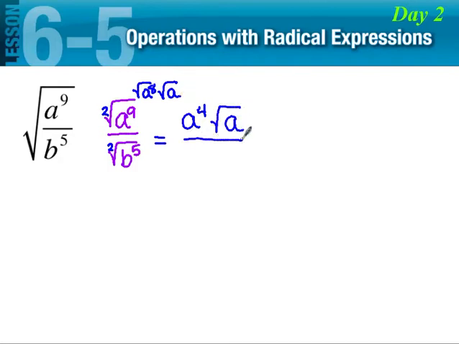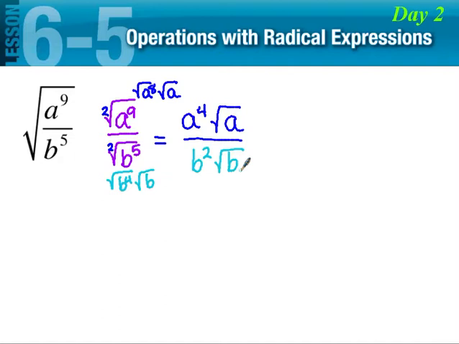Now I've got to do the same thing with the b. So I have to think about, what is the largest number that's just smaller than 5 that 2 will go into? 4. So really it'll be the square root of b to the 4th and the square root of b, right? What's the square root of b to the 4th? B squared. Square root of b we can't take, so we're leaving that as root b.